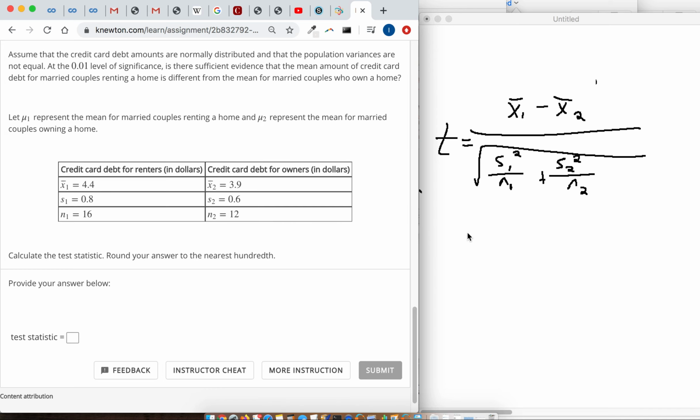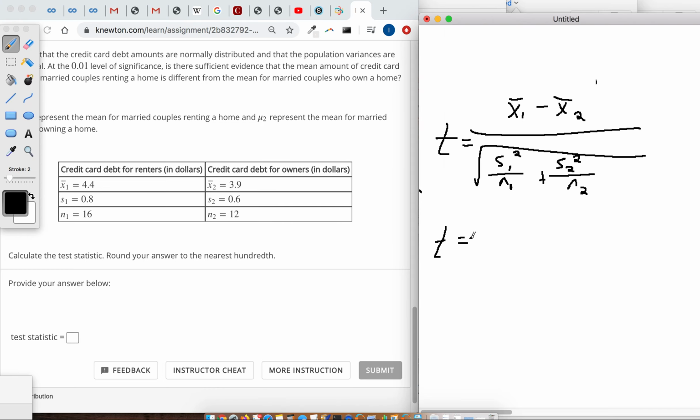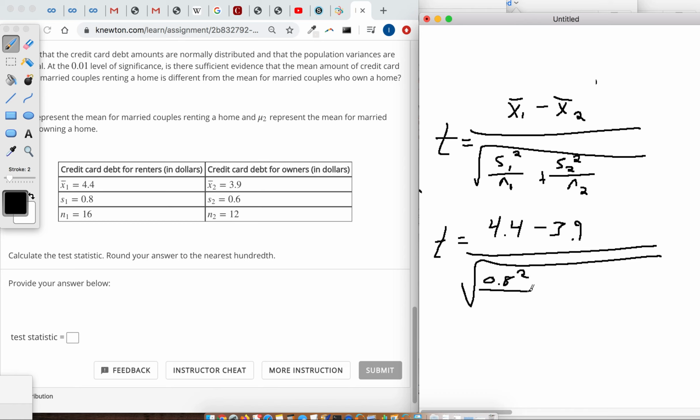So really to calculate the test statistic, you just got to plug the numbers in. So 4.4 minus 3.9 over the square root of, we got 0.8 squared over 16 plus 0.6 squared over 12.